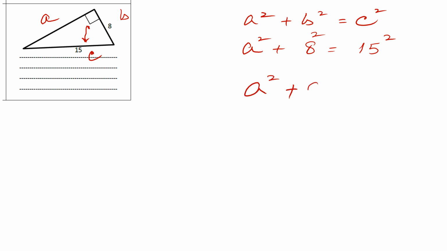8 square means 8 times 8, which means 64. 15 square means we just did it: 15 times 15, it is 225. Bring the 64 on the other side. When the plus goes on the other side, it gives us negative 64. Now what is left? A square equals 225 minus 64.